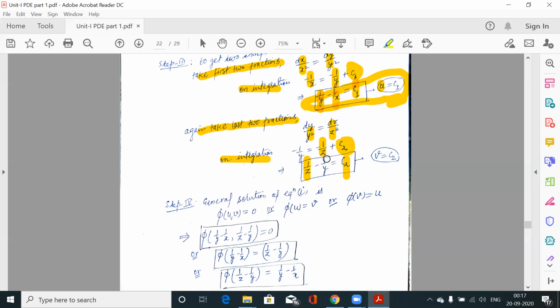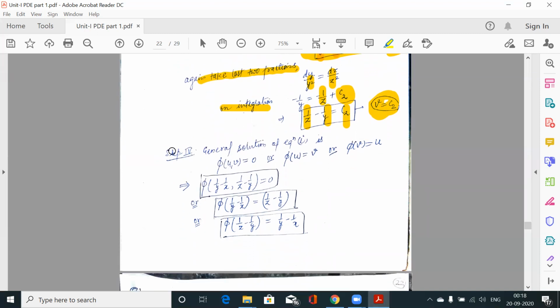So what is C2? Minus 1 by z would go to that side. So it is positive 1 by z minus 1 over y. So this is our second solution, second integration. V is equal to C2. What is V? V is 1 by z minus 1 by y.